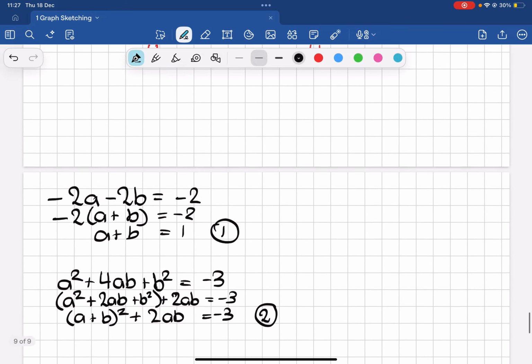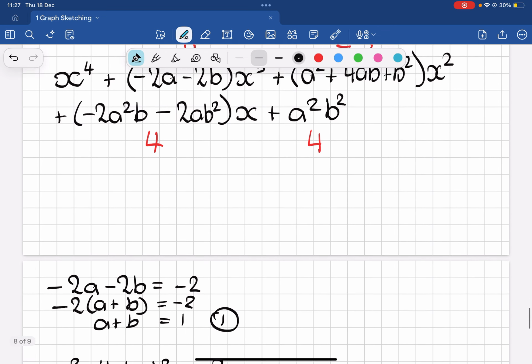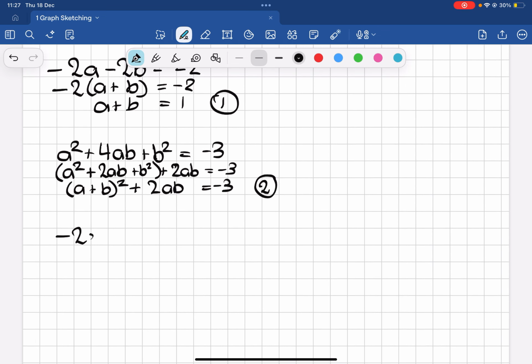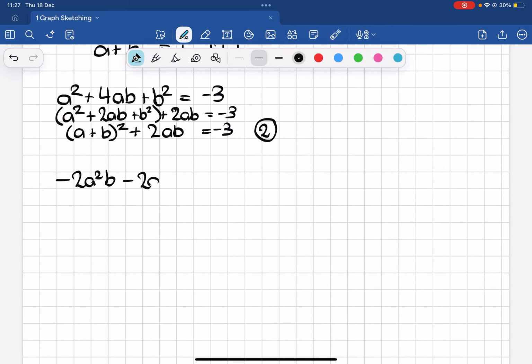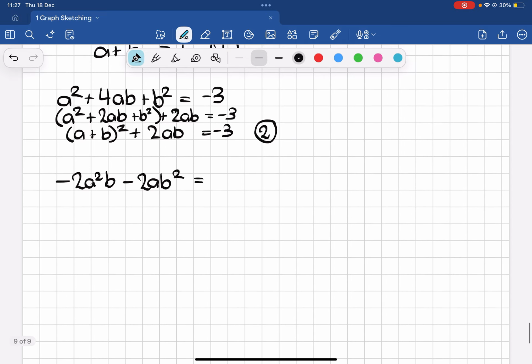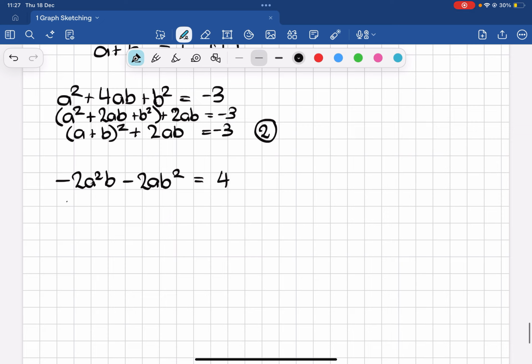And then equation 3, set that up. We've got minus 2a squared b minus 2ab squared equals 4. Factorize out minus 2: we've got minus 2 times (a squared b plus ab squared) equals 4. Further simplify our bracket, so we have ab on the outside, we've got minus 2ab times (a plus b) equals 4. Yeah, that's fine for equation 3.